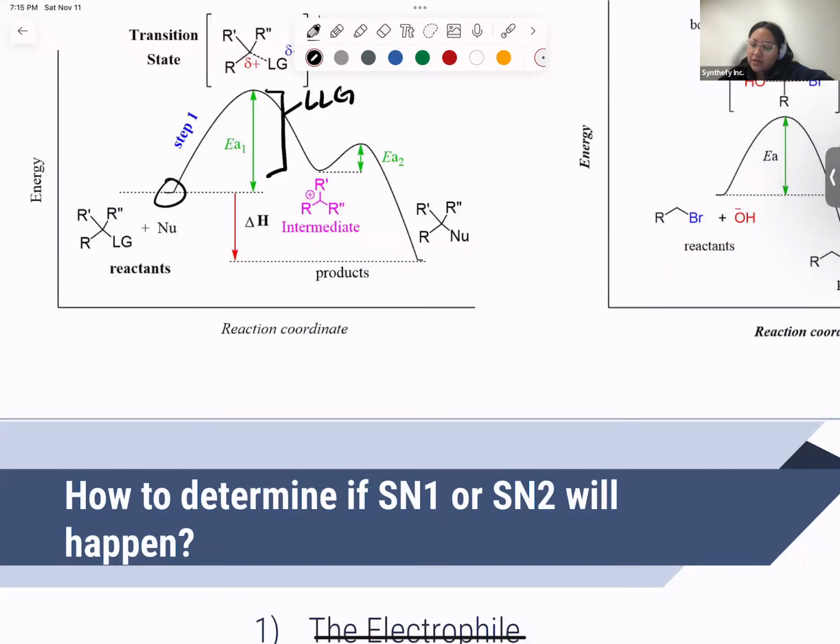So that's your rate determining step. And then your nucleophilic attack is very minor, because that's your second step. That's not your first step.